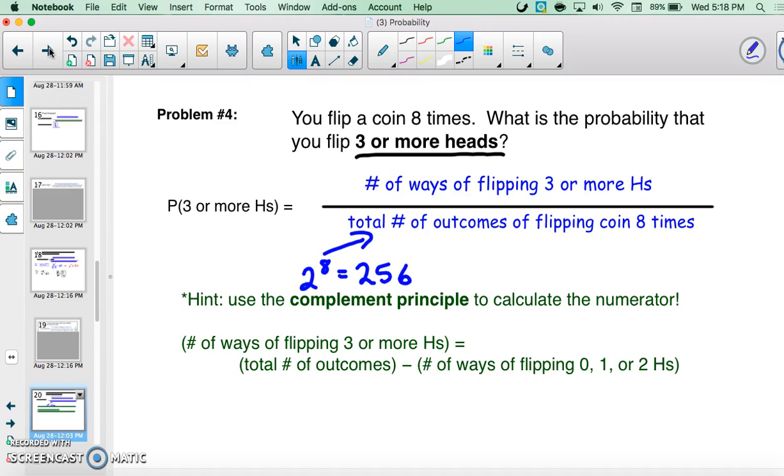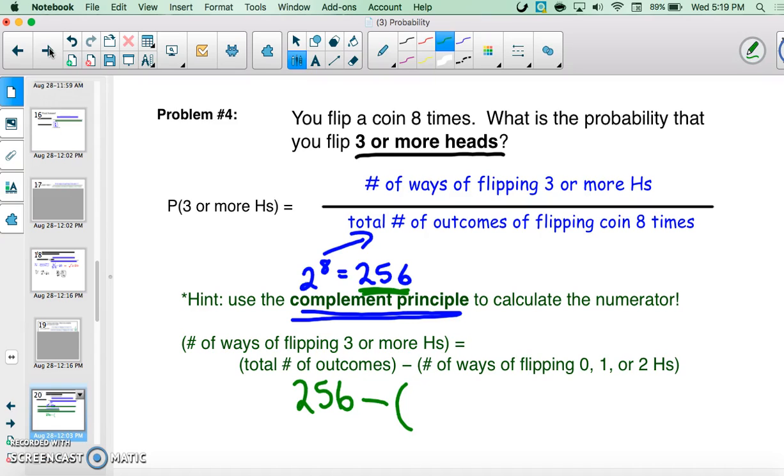The top is a little bit more challenging. So a way that we're suggesting to do the top is using that complement principle where we subtract out the parts that we don't want. So figuring out the total number of outcomes, we already found that from up here. So 256 is our total outcomes. We've got 256, and we're subtracting the number of ways of flipping a 0 or 1 or a 2. So if we did this kind of like the toppings problems, you don't want to have 0 heads, 1 heads, or 2 heads, because we want 3 or more.